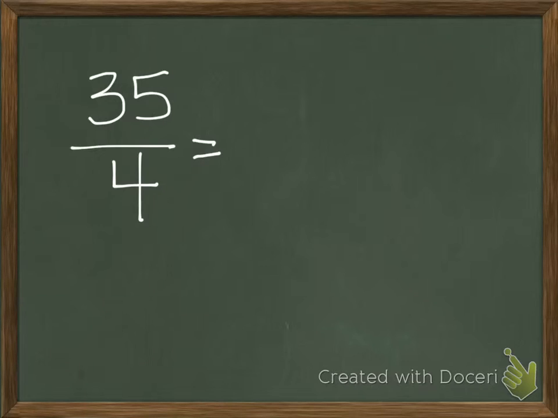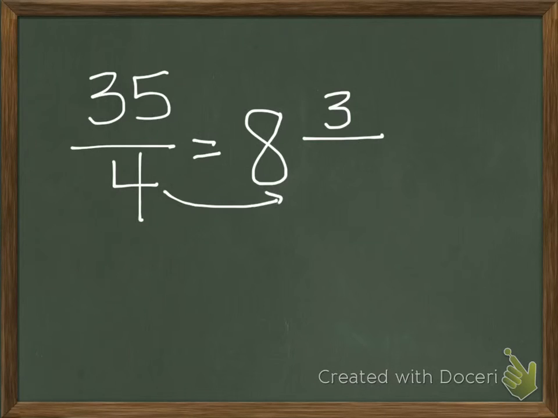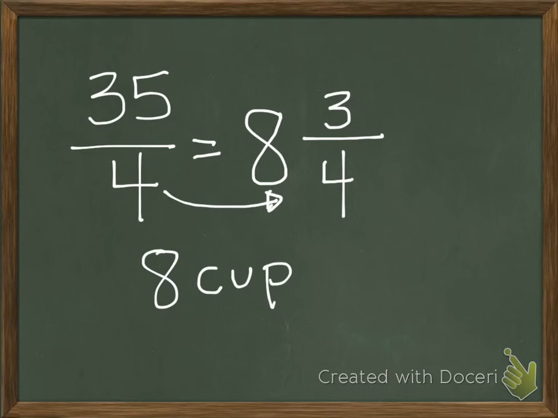So 4 goes into 35 8 times. 8 times 4 is 32, which means my remainder would be 3. And then I just drag my denominator across of 4. So that means I can fill 8 cups, and then that last cup, I can only fill 3/4 of a cup. I'll just drink that one myself.